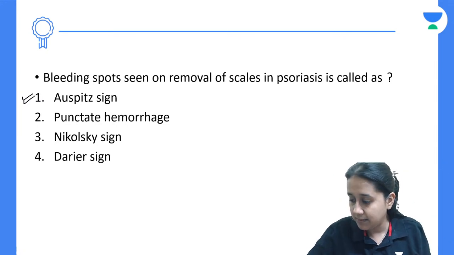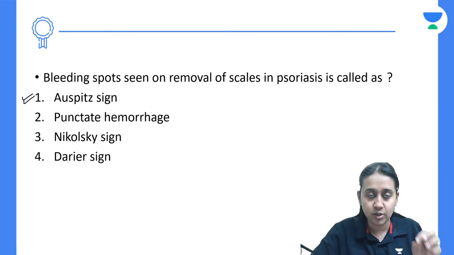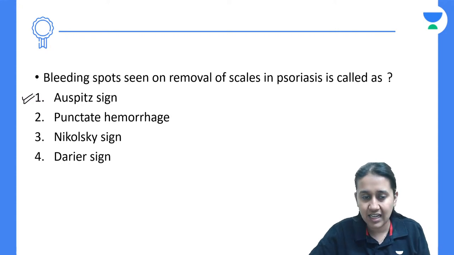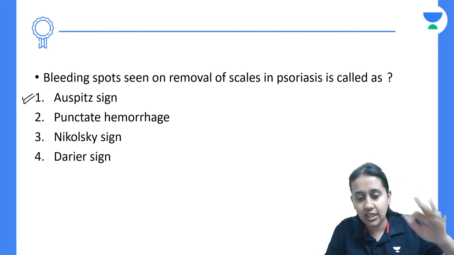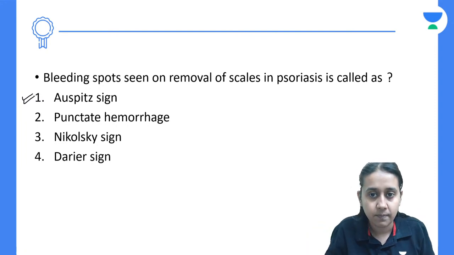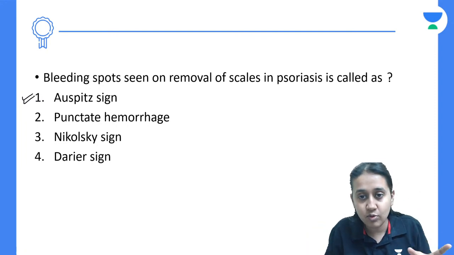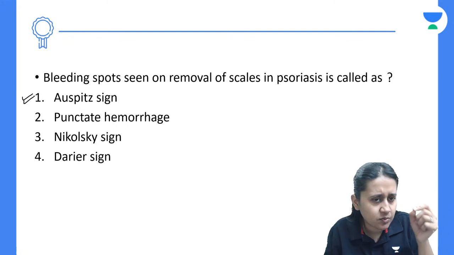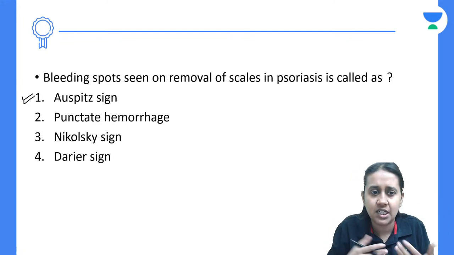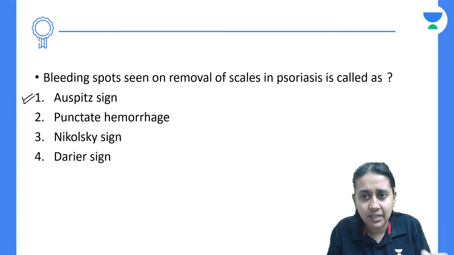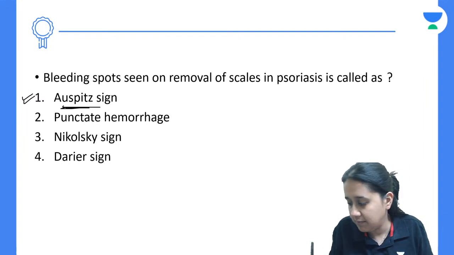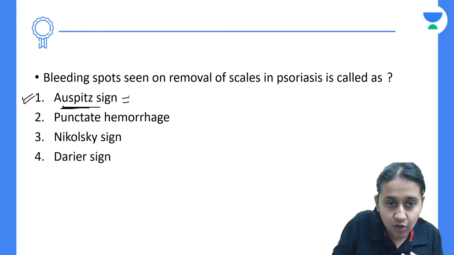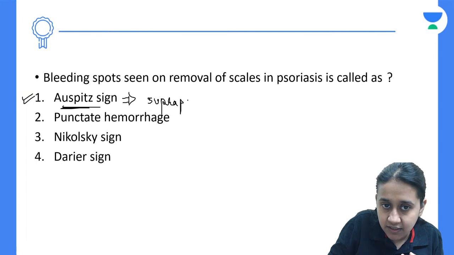In the next step, in step number two, what is done? In step number two, you will remove these scales and you will see a very thin shiny membrane which is present underneath. In step three, you will remove that membrane also. When we remove that membrane, we will see that there are some small bleeding points which are present underneath. And this pinpoint bleeding is known as Auspitz sign positivity. The reason for Auspitz sign positivity is because of suprapapillary thinning.